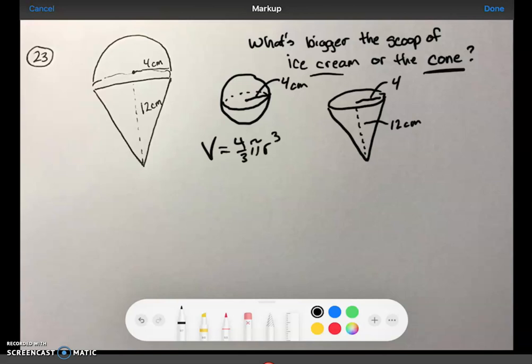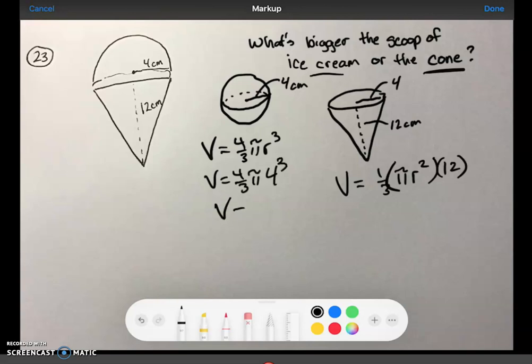So a scoop of ice cream is a sphere, so we are going to use 4/3 pi r to the third, and we're going to compare it to the volume of a cone, which is 1/3 the base, which is a circle, pi r squared, times the height, which is 12. All the information is there, and so now we just plug it in. 4/3 pi, the radius is 4 cubed. If I go to a calculator, crunch all of this out, you will get 268.1. That's the volume of the scoop of ice cream.